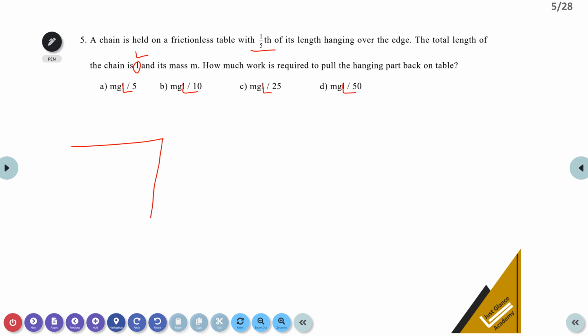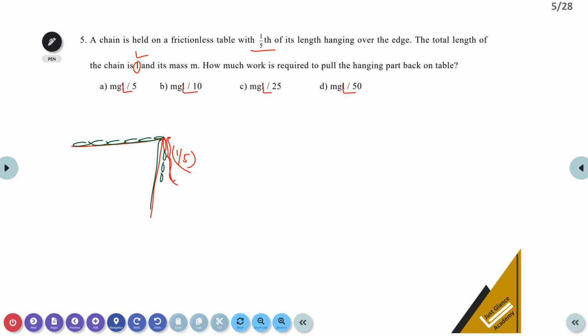Here the chain is held on it. This is the chain. Here the hanging part is 1/5 part hanging. Here one should consider the mass of the hanging part. But here m is the mass of the entire chain, no? But I need only the mass of this hanging part. I will tell you one shortcut method.